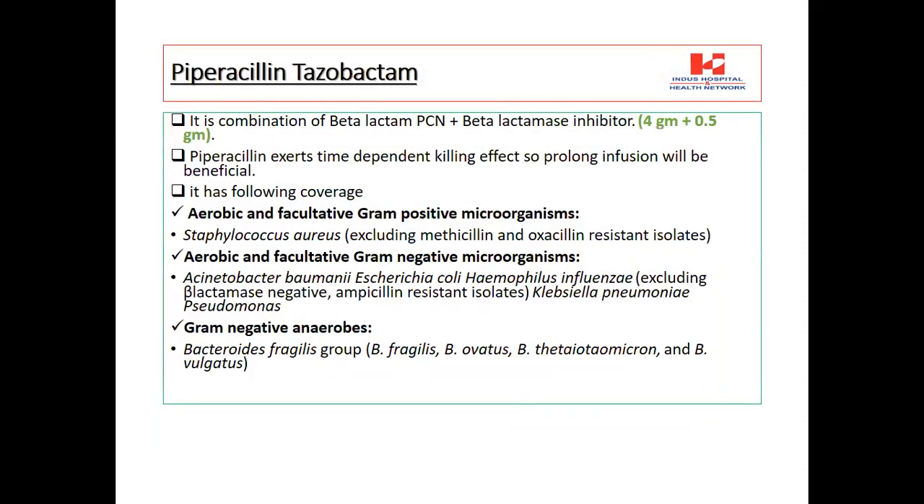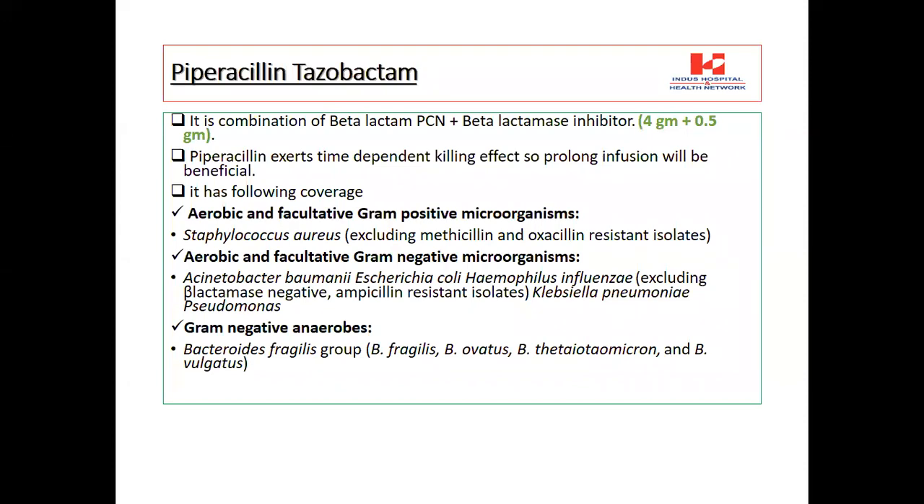Acha, one class frequently used in the hospital system is piperacillin tazobactam. It's a combination of a beta lactam penicillin with a beta lactamase inhibitor, with a strength of 4 gram plus 0.5 gram. This produces action with a time dependent killing effect. As we discussed earlier, time dependent means the more prolonged the infusion, the longer the medication stays in the blood, so it shows a better effect compared to a short infusion time.